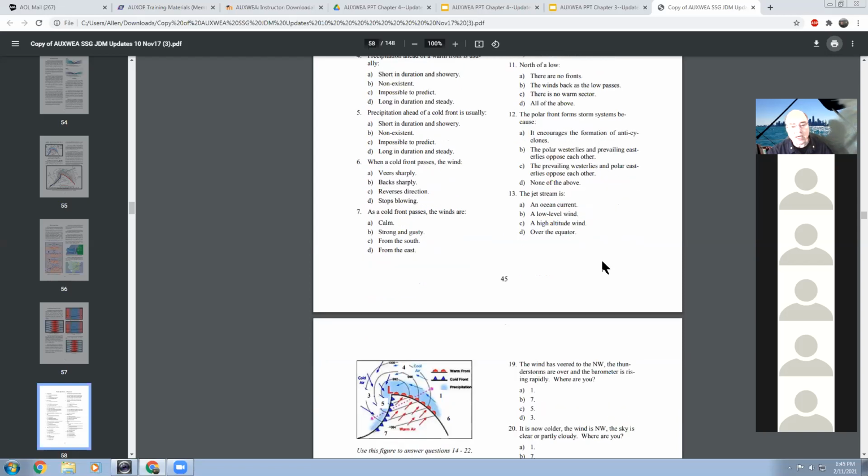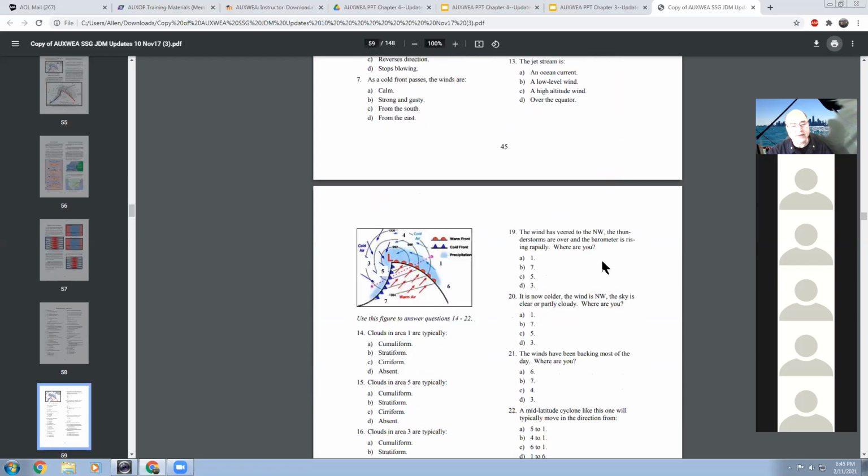Jason Pfeffer, you said you were driving. Are you done driving? I'm done driving. Okay, can you do number 14 for us? Clouds in area 1 are typically stratiform, D. Correct. Well done. Jeff Silberg, number 15. Clouds in area 5 are typically cumuliform, A. Correct.